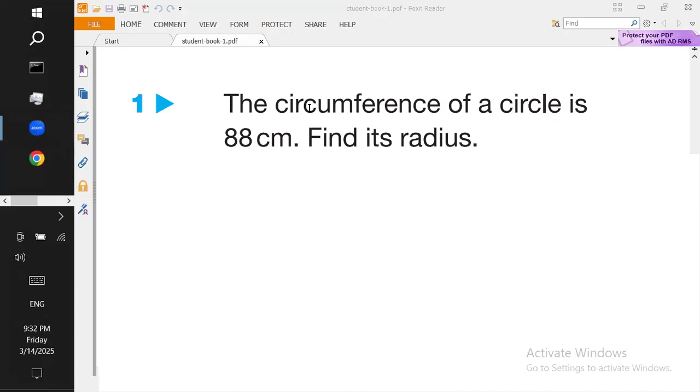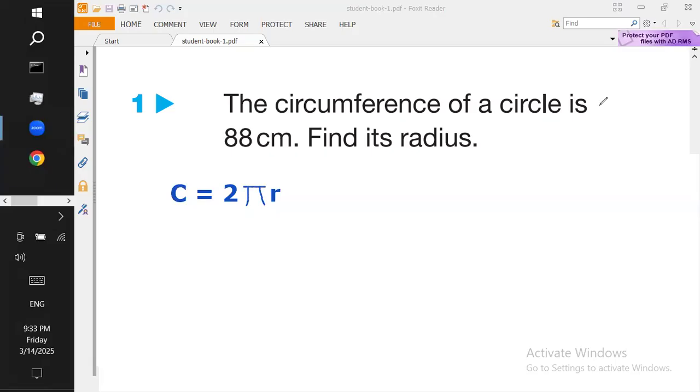In this question here, the circumference of a circle is 88 centimeters. Find its radius. First, we write the rule of the circumference of a circle. Circumference of a circle equals what? Very good. 2 pi r. Like this. Now, let's put the sign of the pi so we don't forget it here. So 2 pi r.